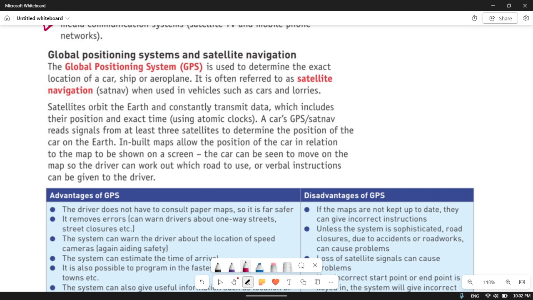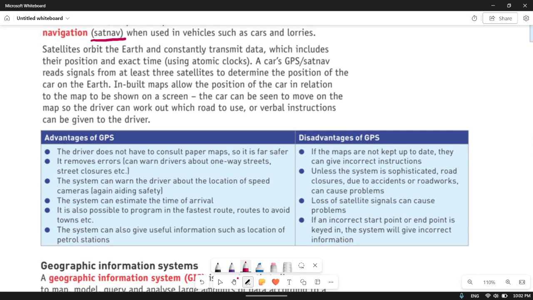maybe where you are. It's also referred to as satellite navigation or sat nav when used in vehicles such as cars and lorries. Why? Because these are moving. So you need to navigate where you're going using the satellite. That's why it's called satellite navigation or sat nav. Now, satellites orbit the Earth, okay, and constantly transmit data.